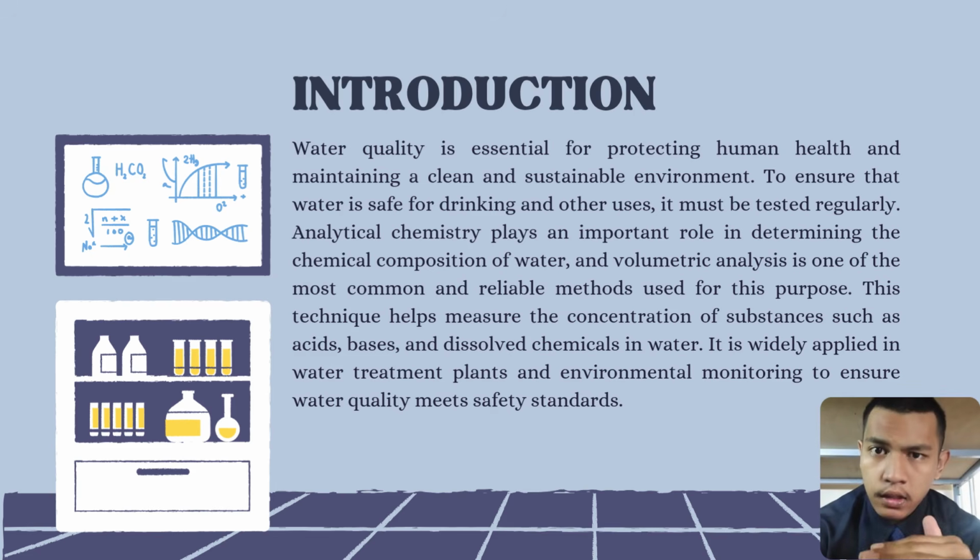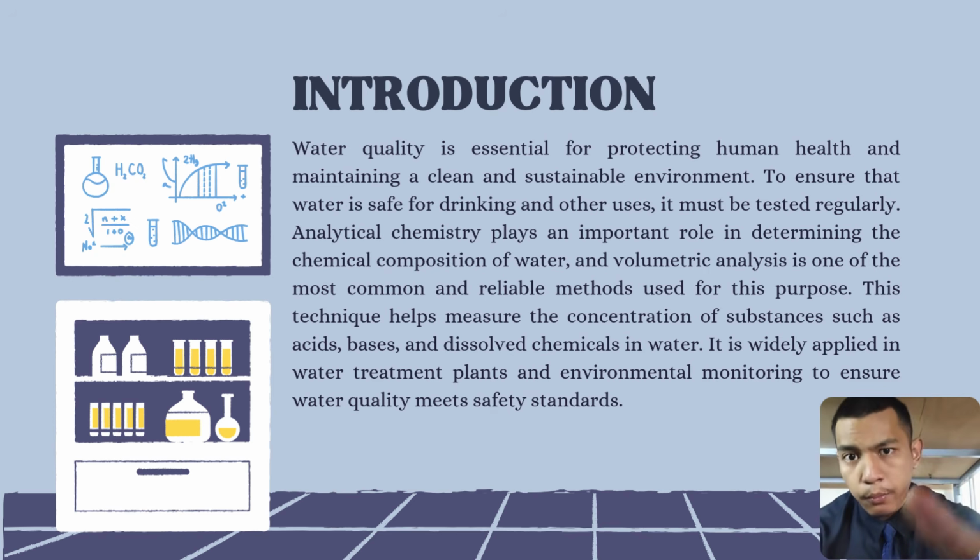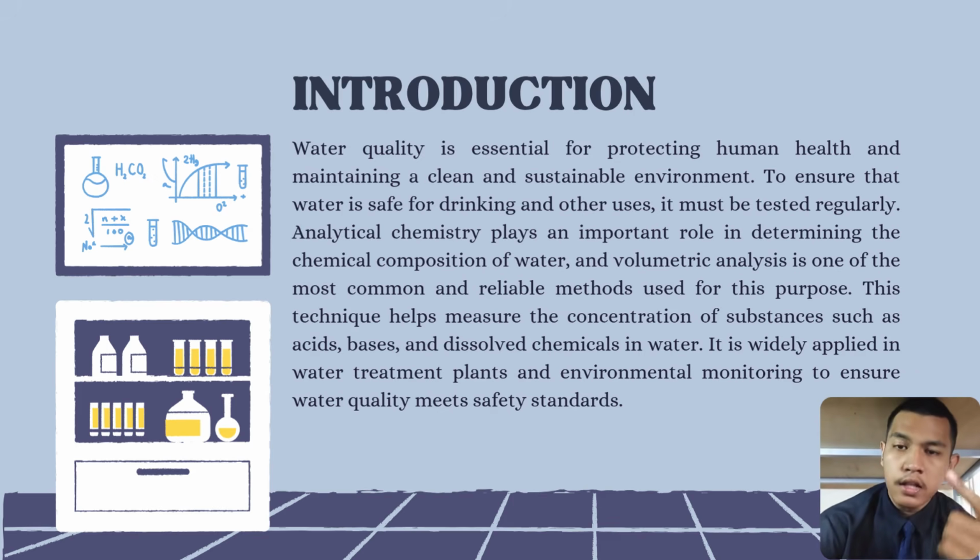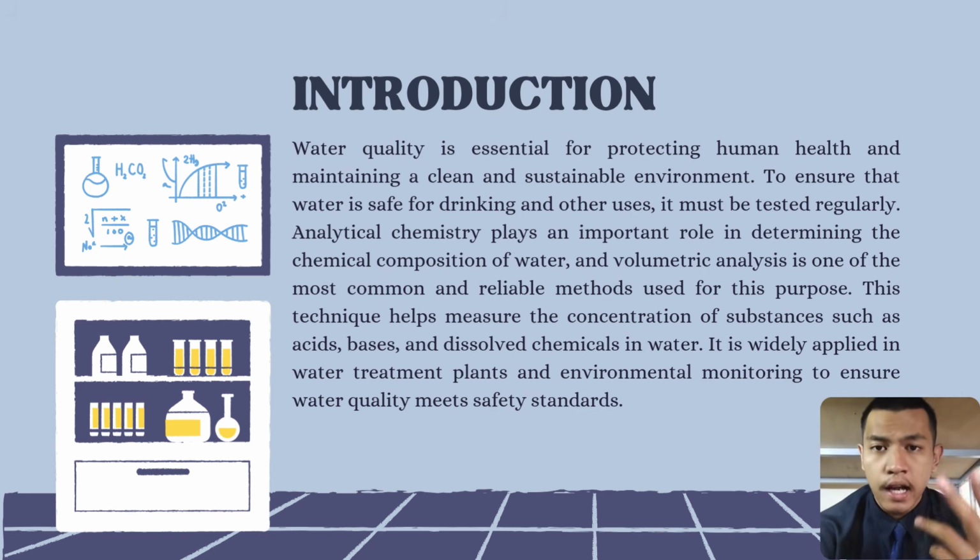To evaluate the chemical composition of water accurately, analytical chemistry provides a variety of techniques for identifying and measuring dissolved substances. Among these techniques, volumetric analysis, also known as titration, is one of the most widely used methods because of its accuracy, simplicity, and cost effectiveness. It enables the determination of the concentration of specific chemical components in water such as acids, bases, chlorine, and hardness-causing ions. The application of volumetric analysis is essential in ensuring that water meets established quality standards.